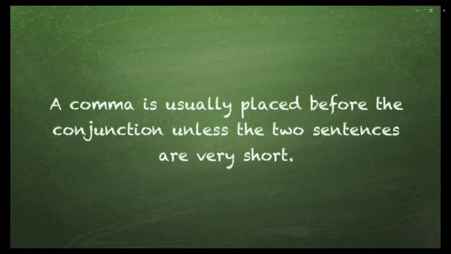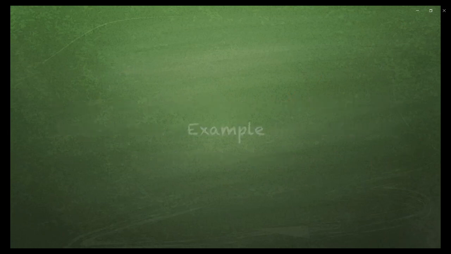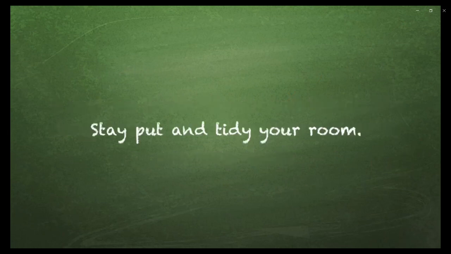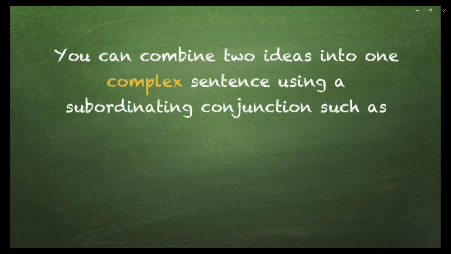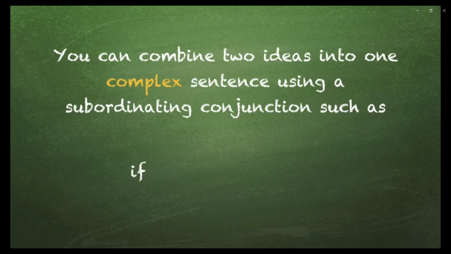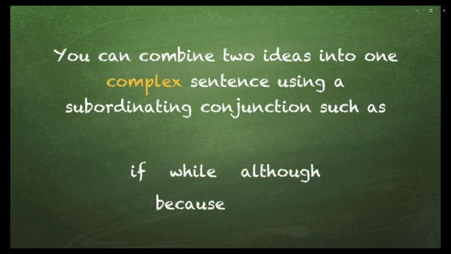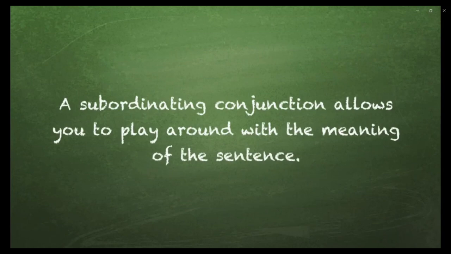A comma is usually placed before the conjunction unless the two sentences are very short. For example, Stay put and tidy your room. Alternatively, you can combine two ideas into one complex sentence using a subordinating conjunction, such as if, while, although, because, and since. A subordinating conjunction allows you to play around with the meaning of the sentence.